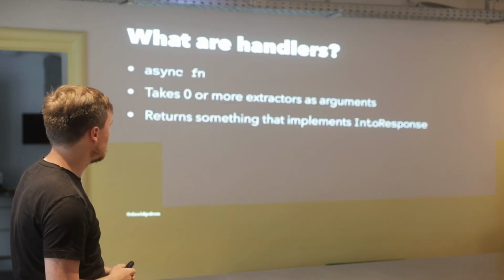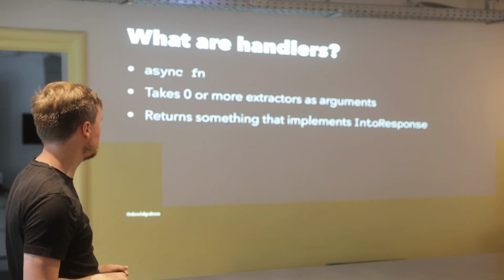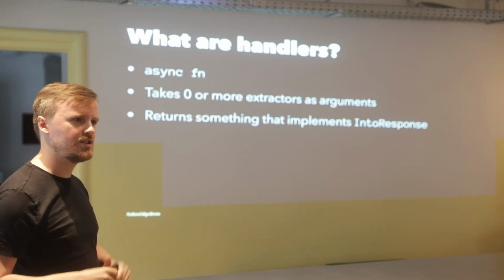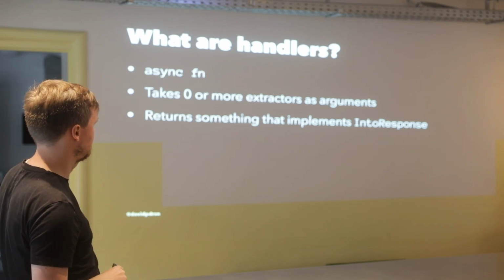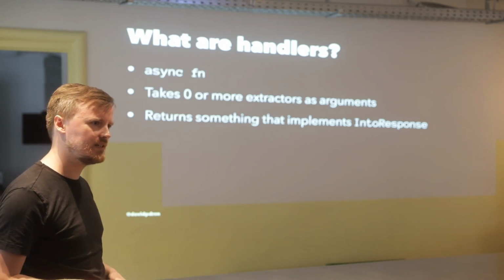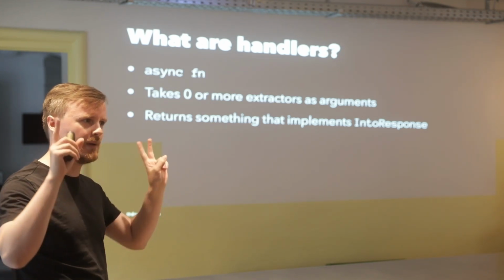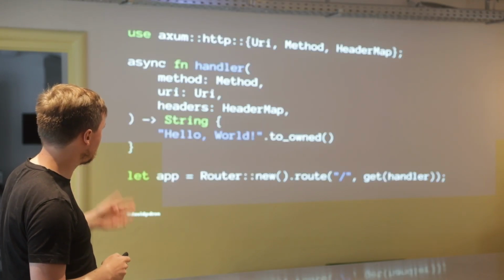Handlers. So handlers are these things that we provided to the get and the post function that we saw earlier. And it's just a standard Rust function that has to implement a special trait. In order for it to do that, it has to be an async function. It has to take 0 or more extractors as arguments. And it has to return something that implements the IntoResponse trait. Here's an example of a handler.